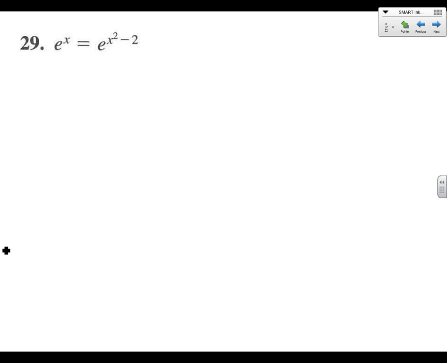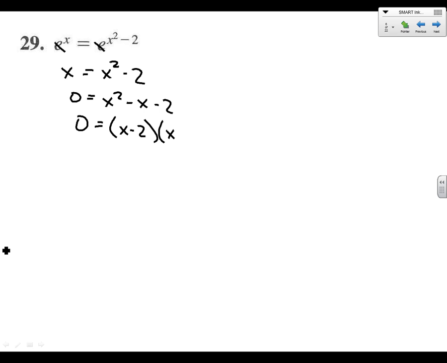Try to get problem 29. All right, first step, let's cancel these e's out. x equals x squared minus 2. And so we'll have 0 equals x squared minus x minus 2. 0 equals x minus 2 times x plus 1. So x equals 2 or negative 1.